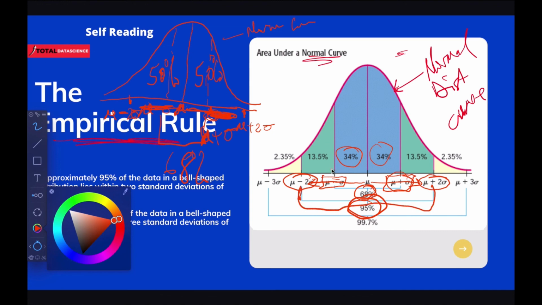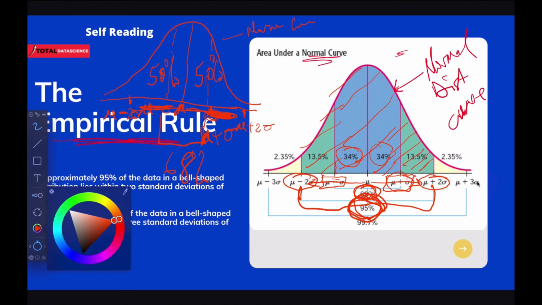And it makes sense, because if you move only one standard deviation, you're capturing only this part, which is only 68%. If you move two standard deviations, you're capturing 95% of your data set. It makes sense because you are now extending it, so you're capturing more of your data points.